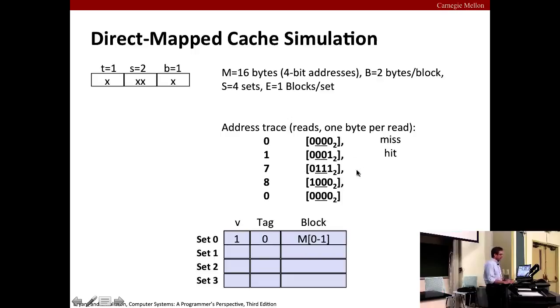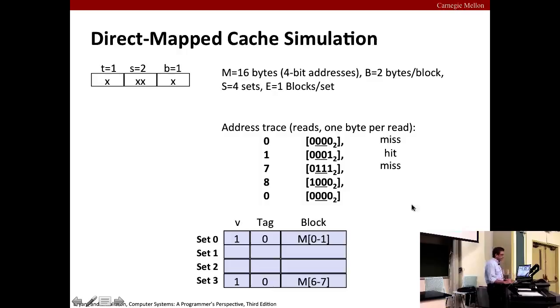Now we get address 7. So the cache extracts the set index bits, which in this case are 1, 1, or 3 rather. It looks in set 3. There's no valid bit, so that's a miss. And it loads the data from memory that spans bytes 6 and 7. And in this case, the tag bit is 0. So we record that in our metadata.